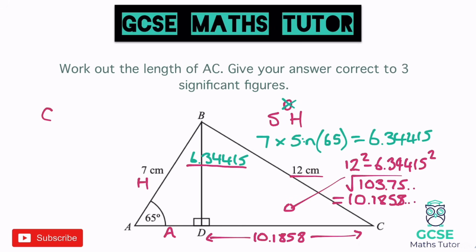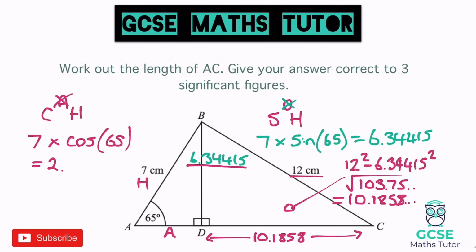So A and H is in my CAH triangle, and we're trying to find the adjacent. So I'm going to cross that off and we're going to do a times. So I'm going to do 7, the hypotenuse, times it by cos 65. And 7 times cos 65 is 2.958.